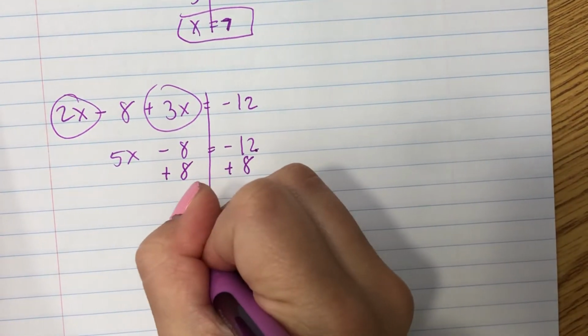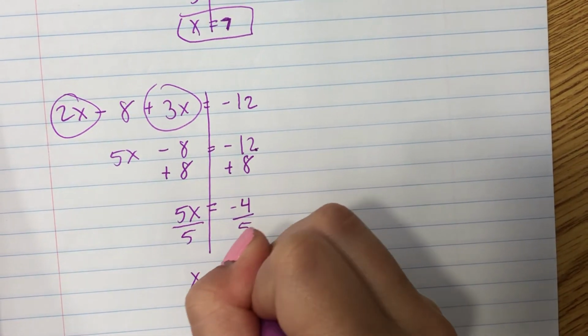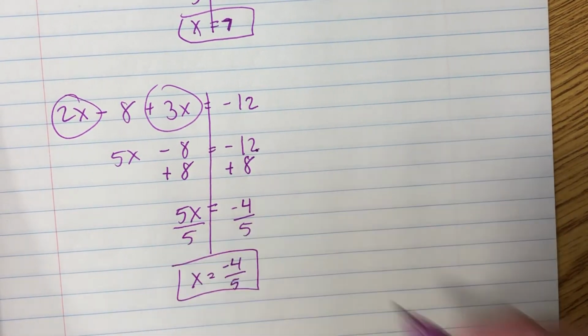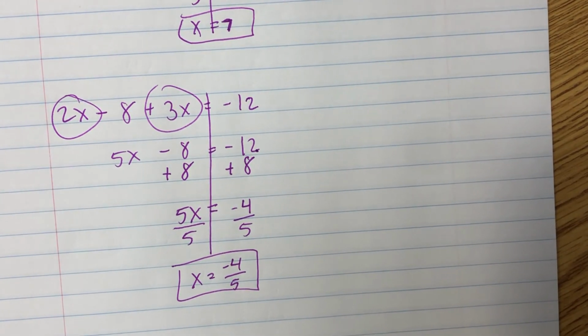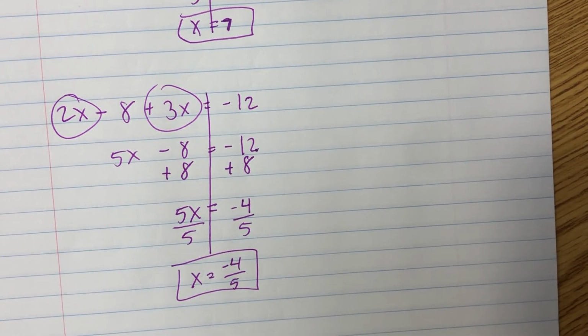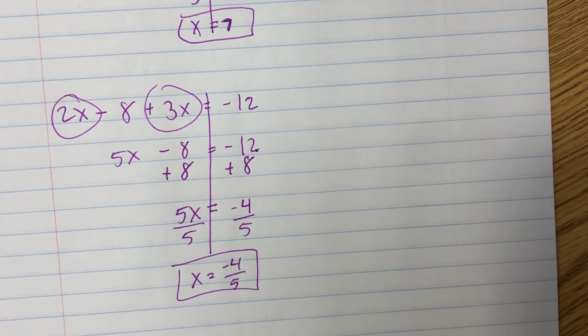All right, then you have divide by 5. We have x equals negative 4 over 5, which does not reduce down to anything, so I'm just going to leave it as the fraction. Okay? All right. I'm going to do a couple more, and then I will be done.